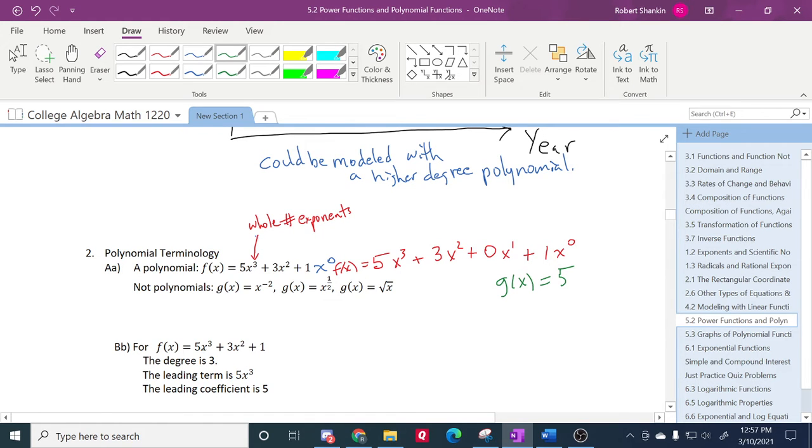Now, we love to have polynomials written in this order: the highest power of x first on down, so decreasing in the order of the powers of x. When you put it in that order, then the leading term is the first term, and the leading coefficient is the number in front of that first term. The leading coefficient would be 5. All right. Any questions?